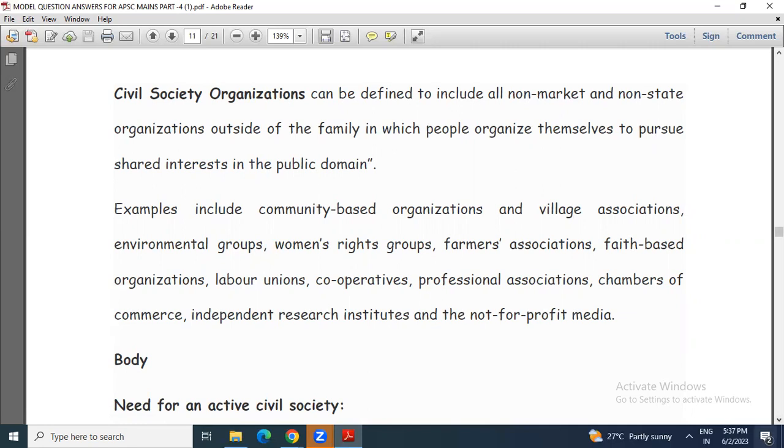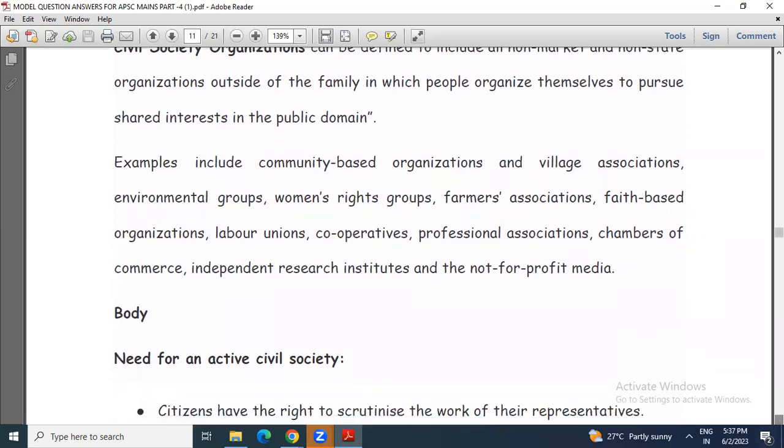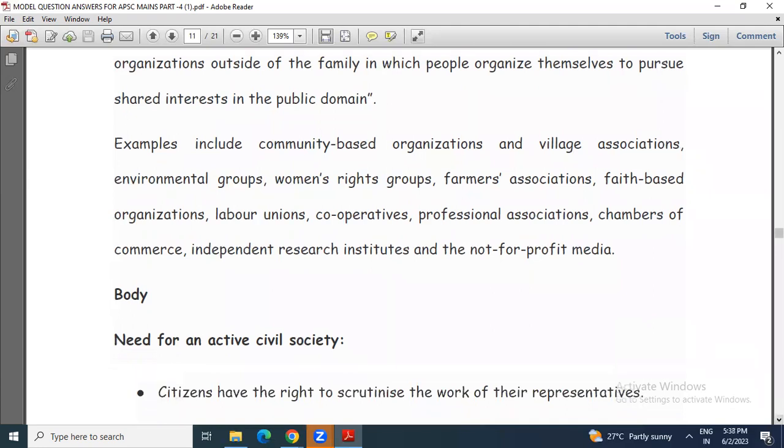In all these, I share something, that is our common shared interest, and we share it in the public domain. Why do we do that? Because we can draw the government's attention towards those interests so that they can frame policy by considering our interests. So very important examples are community-based organizations, women's rights groups, farmer associations, etc.